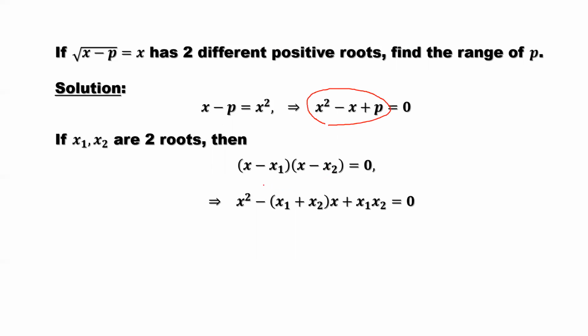For this one, what is this? x1 plus x2 equals the constants here. What is this? This is 1 here, right? So x1 plus x2 equals 1. And p equals the product of x1 times x2.